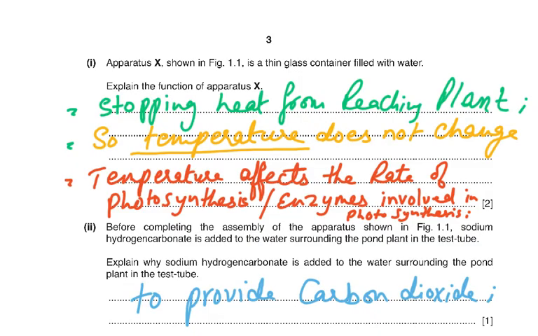As we read part 2 of the question, apparatus X shown in figure 1.1 is a thin glass container filled with water. Explain the function of apparatus X. Stopping heat from reaching the plant so temperature does not change, and temperature affects the rate of photosynthesis or the enzymes involved in photosynthesis. So as I said before also, it is actually just preventing the heat from reaching the plant so the temperature does not change.